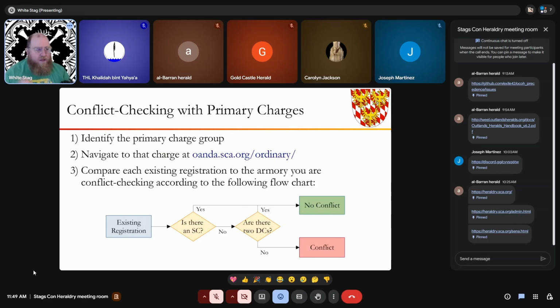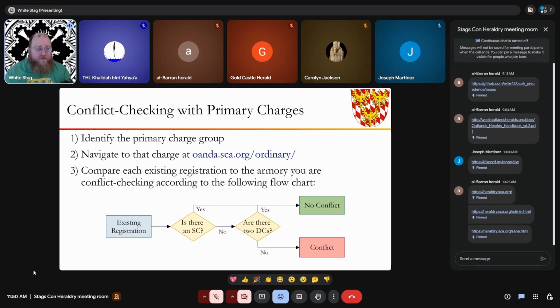So basically you have the armory you're conflict checking, and each line will be an existing registration. Comparing the existing registration to the armory that you are checking, first look: is there an SC? If there's an SC, you are done, move on. Then check, are there two DCs? If there are two DCs, yes, no conflict, you are done. If there are not two DCs, you have a conflict. That's really what there is to it.